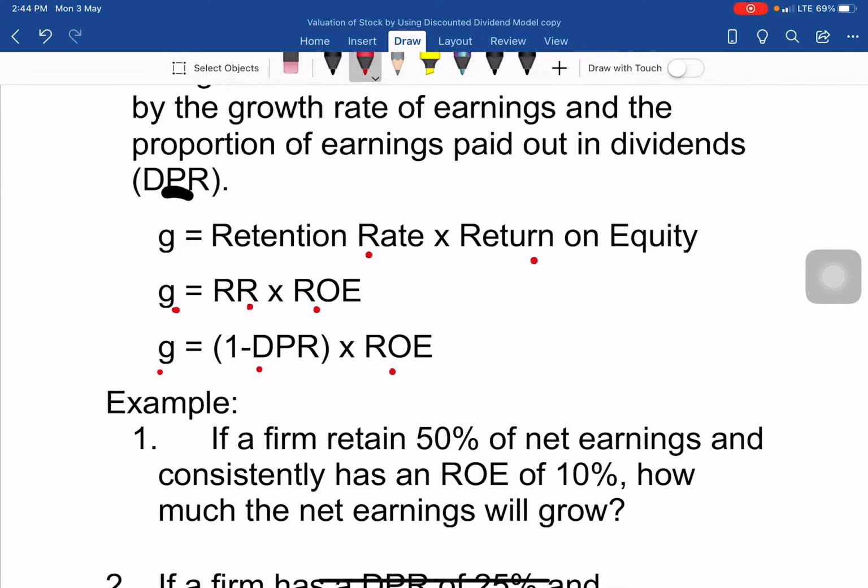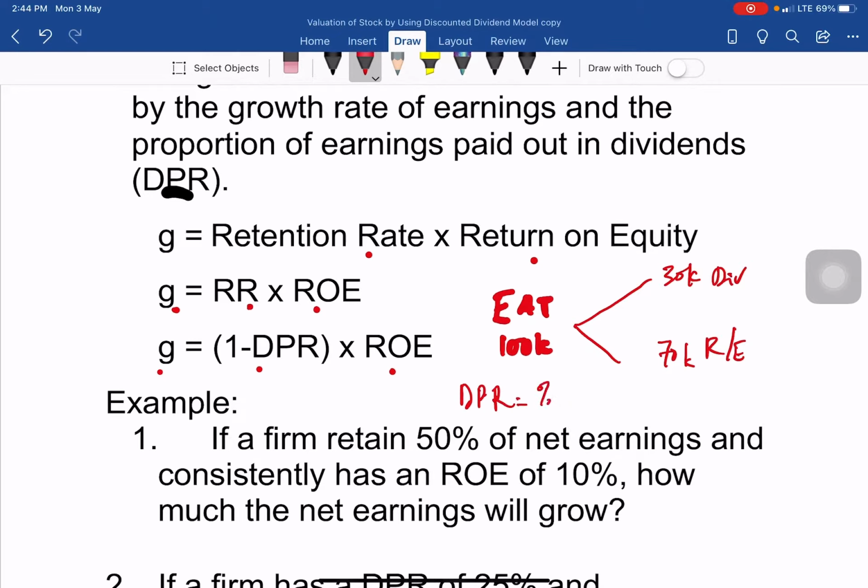So let's say the company has earning after tax of 100k. From the 100k, 30k is paid out as dividends to the shareholders, and then 70k is retained. This is the retained earning. So what is the DPR? The DPR is the percentage of net income paid as dividends.